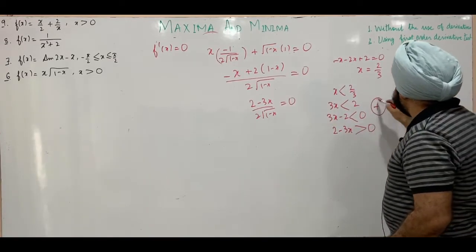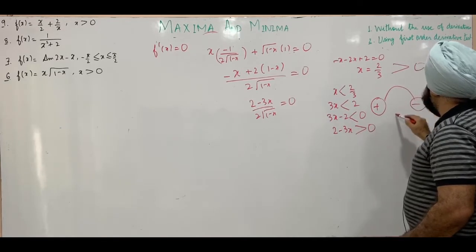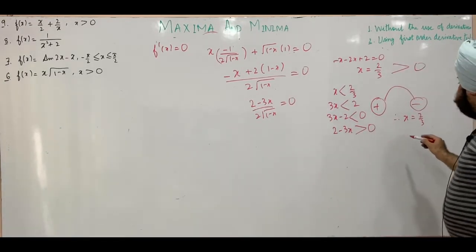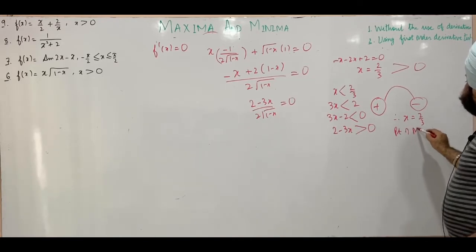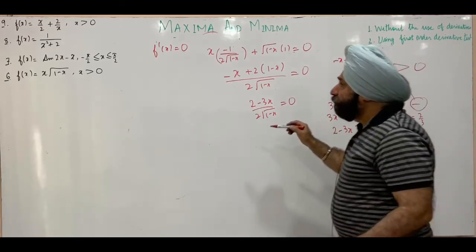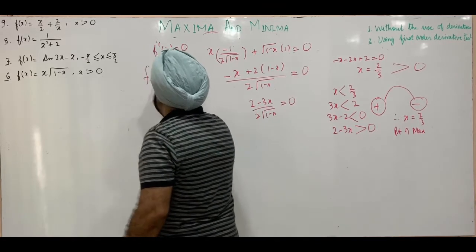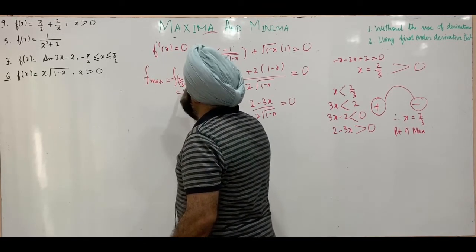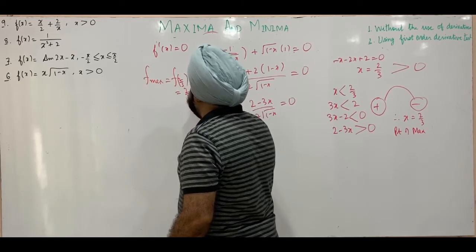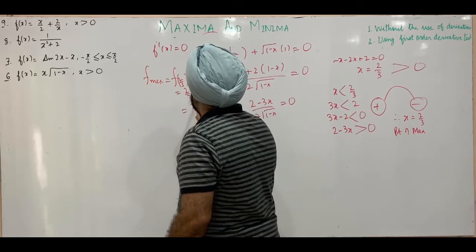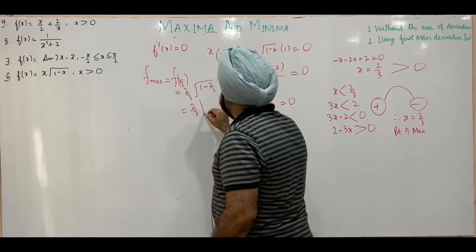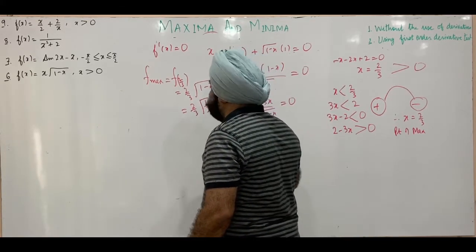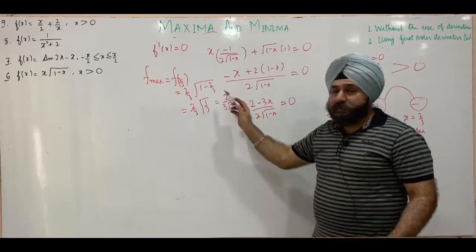So it changes from positive to negative. Therefore the critical point x is equal to 2 by 3. What is this? This is point of maximum. And what about maximum value of the function? Maximum value of function is f of 2 by 3, that is 2 by 3 into root of 1 minus 2 by 3. 2 by 3 into this will be root of 1 by 3, or 2 by this is 3 root 3. This is the maximum value.